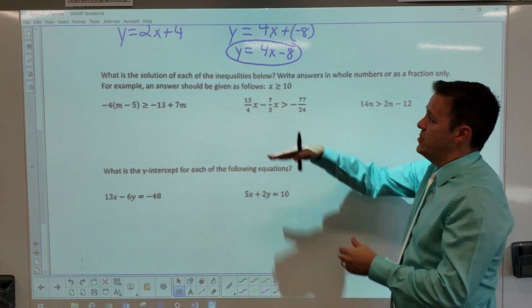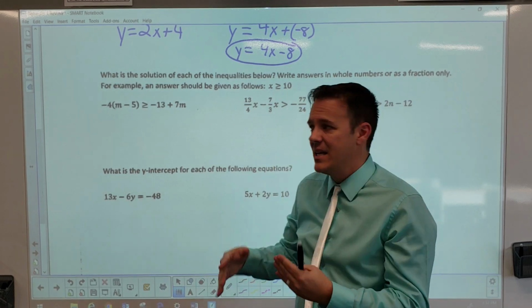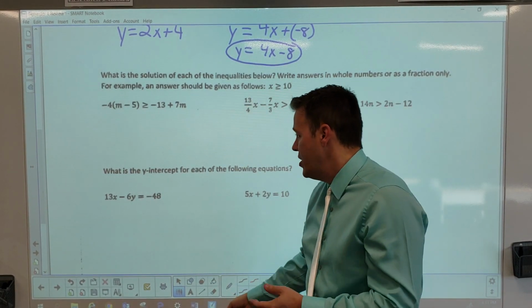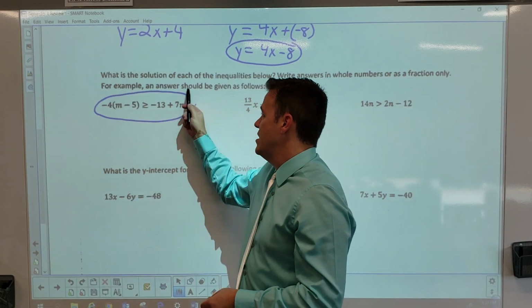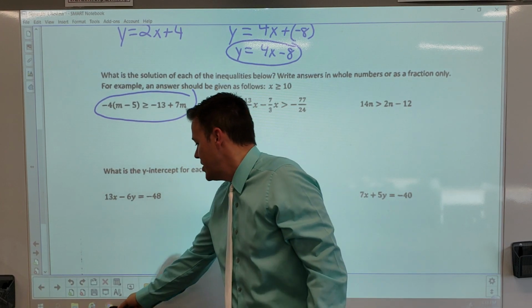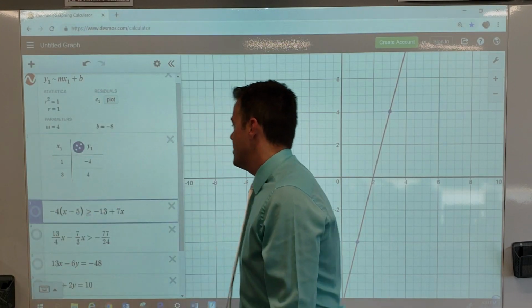For example, the answer should be given as follows: x is greater than or equal to 10. That's how I want to see you guys do it. Big key functionality with that: here's your equation. Change the m's to x and graph it. Simple enough, okay? When you graph this on Desmos, ladies and gentlemen, there it is right here.